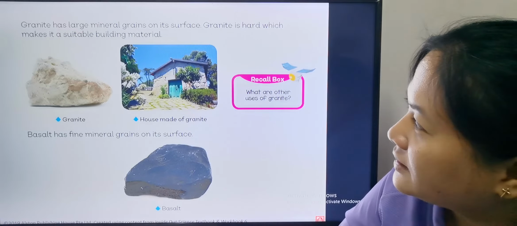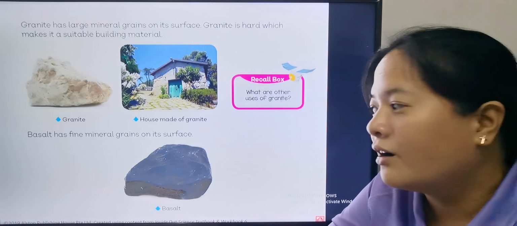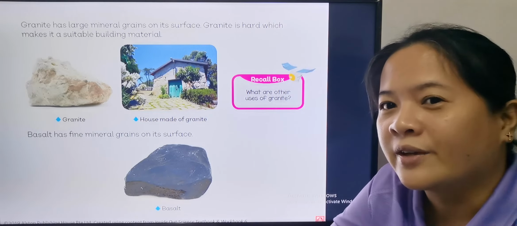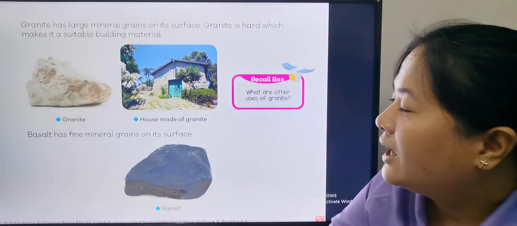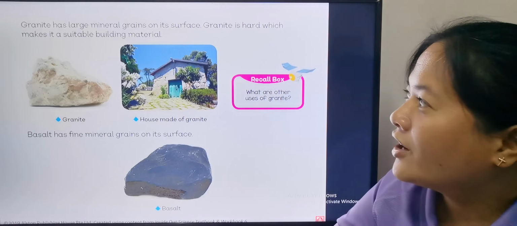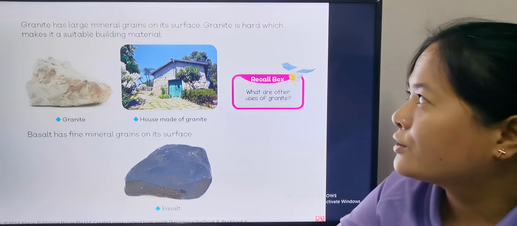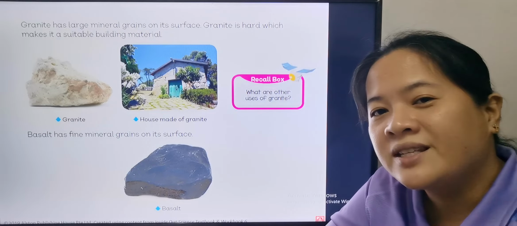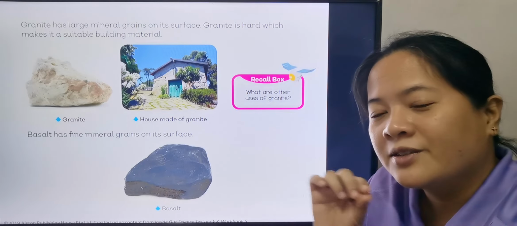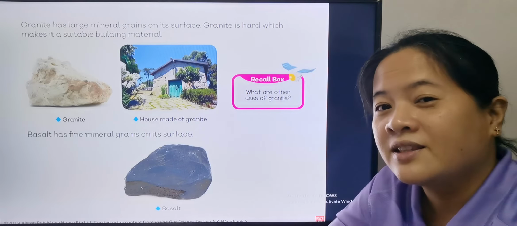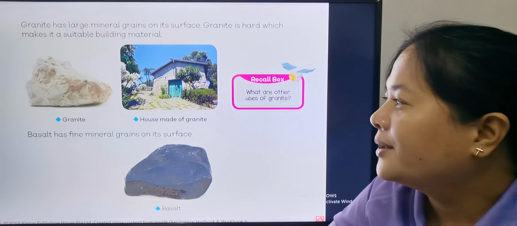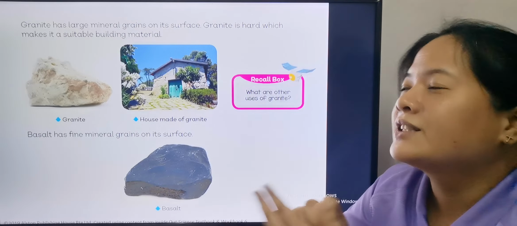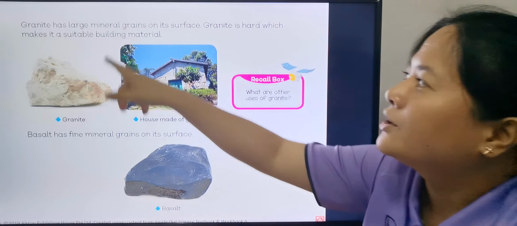Okay, next, another example of igneous rock is granite. Okay, now granite is different. It has large mineral grains on its surface. Okay, it has large crystals. If you have seen a granite, you can clearly see the crystals in it. Okay, not the crystals that you can sell, but you can see the crystals in there. It has large mineral grains.